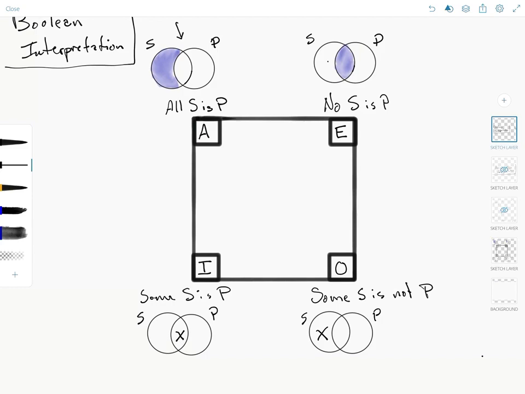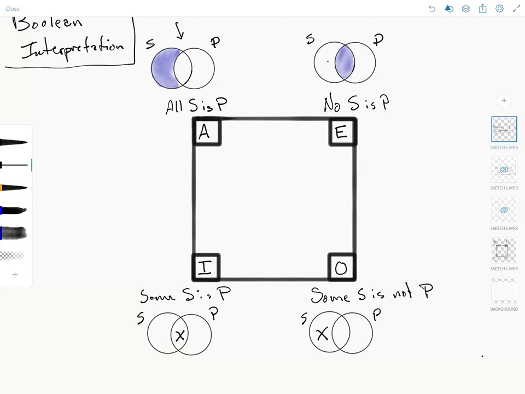Okay, so just to summarize this, the Boolean interpretation also applies only to universals, because even on the Boolean interpretation, some S is P is going to imply that there's at least one S that is a P. So think about it in a practical sort of way, right? What's the difference between saying some cow is a Jersey, right, and some unicorn is a pet? Well, the difference is with some cow is a Jersey, we know for sure that there's at least one cow, so that proposition makes sense, right?